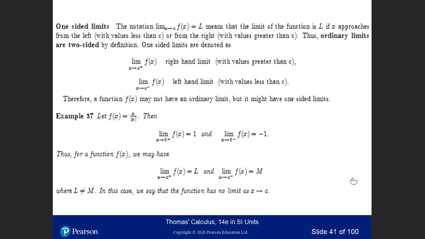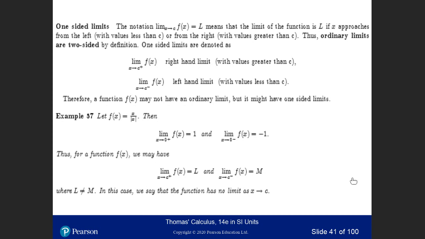Therefore, a function may not have an ordinary limit, but have one-sided limits. As you remember, ordinary limit means that the value that the function approaches at c, either from the right or from the left, must be the same. And that's the definition of the ordinary limit. The function may not have an ordinary limit, but may have one-sided limits. That's important. We are going to use one-sided limits too. Okay, let's start with an example.